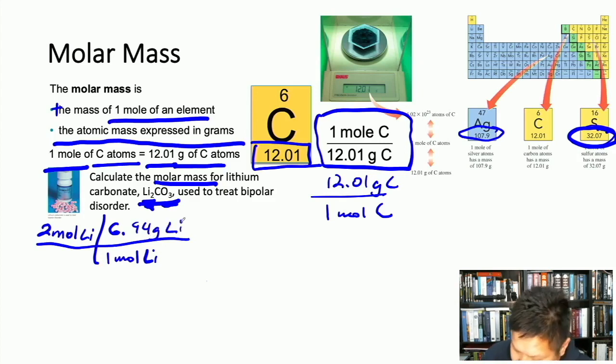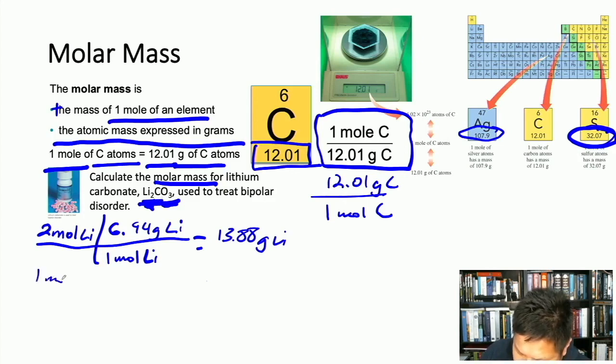Right? Do the quick math there. 2 times 6.94, and we get 13.88 grams of lithium. Right? Let's do that again for carbon in the carbonate ion right there.